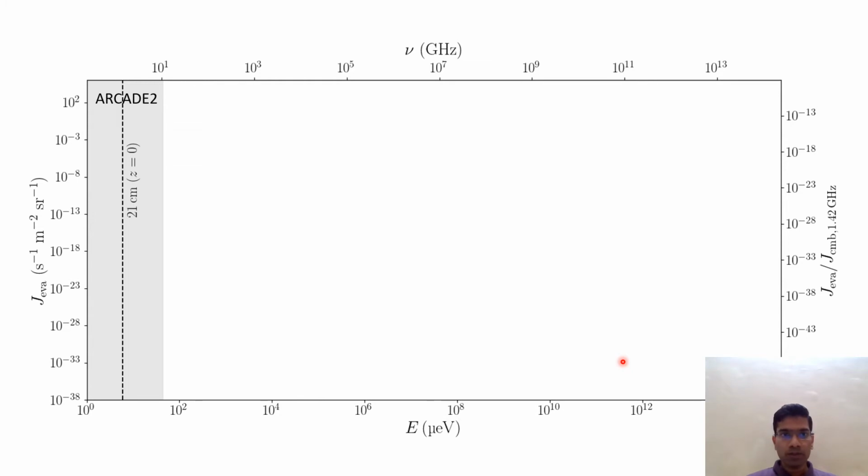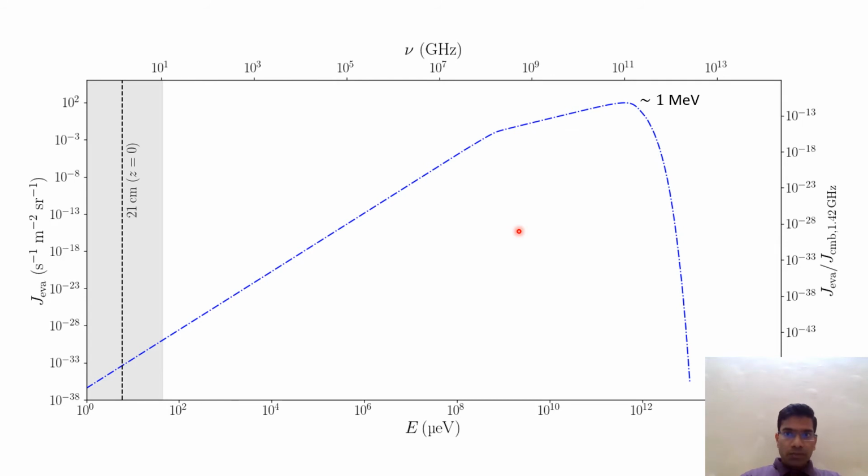evaporating primordial black holes. Also, the gray shaded region over here corresponds to the frequency band in which the ARCADE2 made their observation. And also of particular interest is the energy at the wavelength of 21 centimeter shown by the black dashed line.